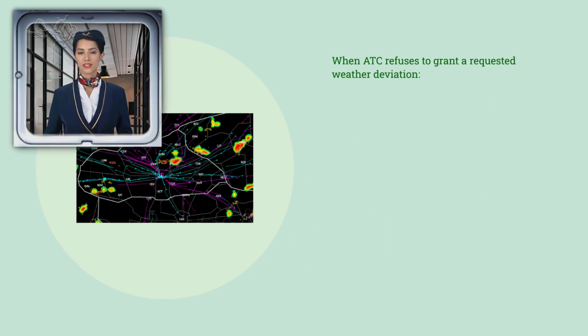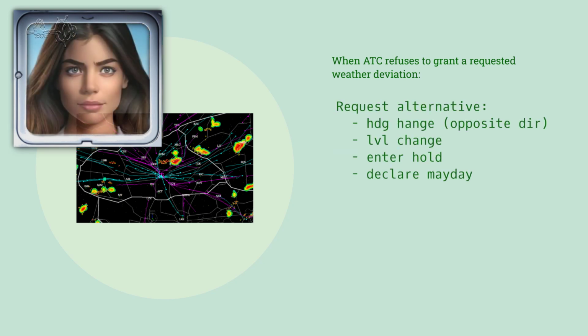As we are approaching our destination, it gets very busy. Air traffic control ends up refusing us a much-needed heading deviation. In such a case, what are the options left? Keep in mind a contingency maneuver as air traffic control may be saturated with traffic avoiding at the same time. In such a case, consider asking for a heading change, a level change, entering a hold, or if no other option remains, executing the deviation declaring a mayday.